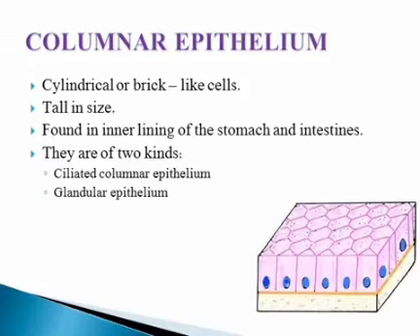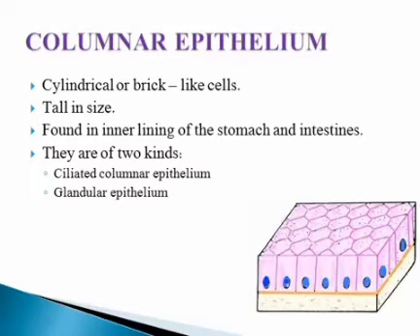Next is columnar epithelium. This type of epithelial cell contains vertically arranged cylindrical or brick-like cells. Can you see the image over there, children? If you see, it's just like bricks arranged over there. So these are cylindrical or brick-like cells arranged vertically, and these cells are usually tall in size. Columnar epithelium is found in the inner lining of the stomach and intestines.